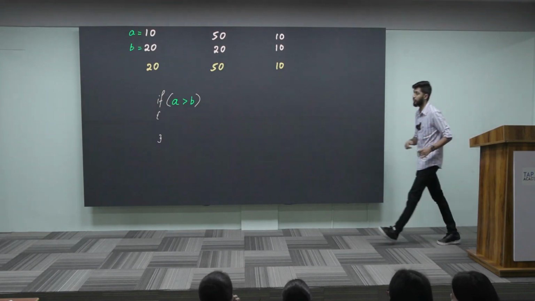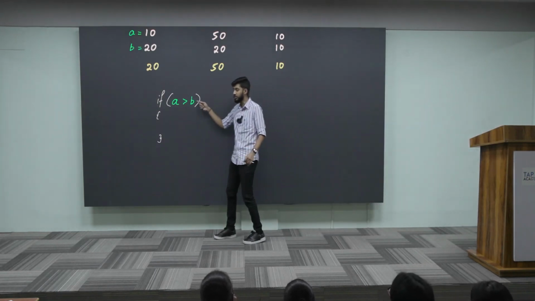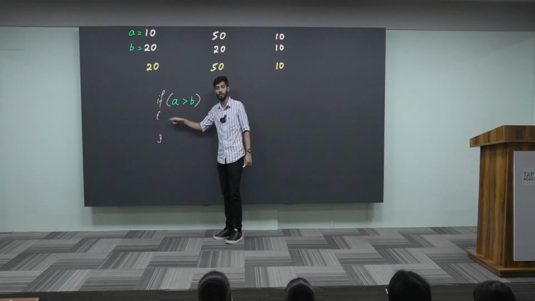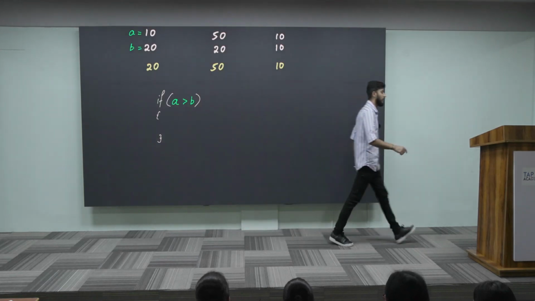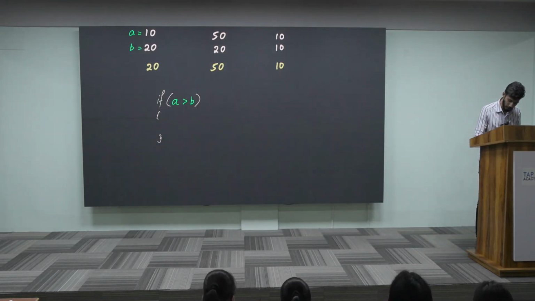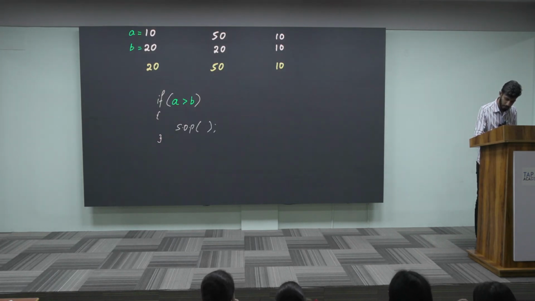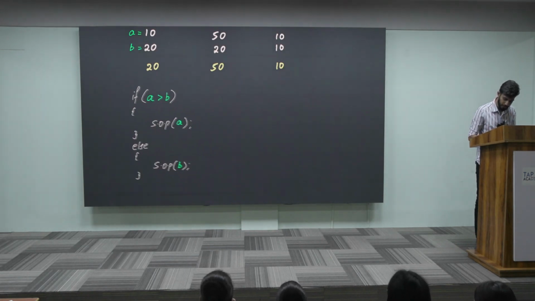In case the condition is true, which one is greater? A is greater. What should I do? I need to print the value of A. So over here I shall say system.out.print. What should I print? A. So I will print A over here. In case the condition is false, what should I do? I need to print B. So I will open this, close this. Inside this I will say system.out.print, and over here I shall print B. Is this clear to everyone?